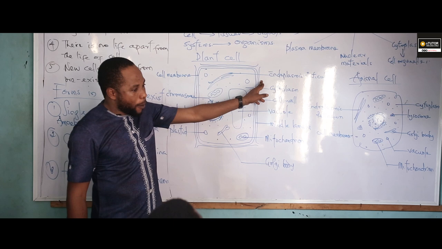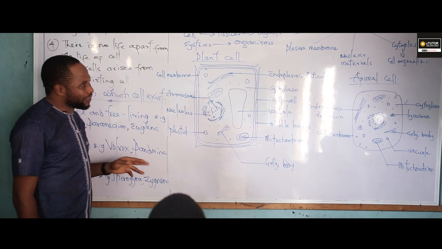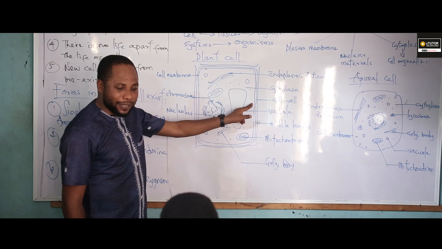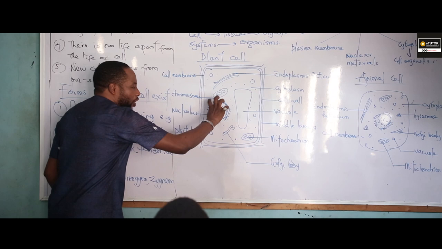The inner cell membrane. Are you getting me now? The cell wall, the middle lamella, and the inner cell membrane. After that, we have the nuclear material. What is the nuclear material? The nucleus. Are you getting me now?